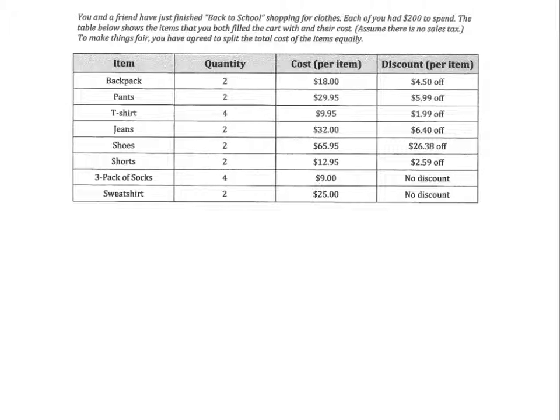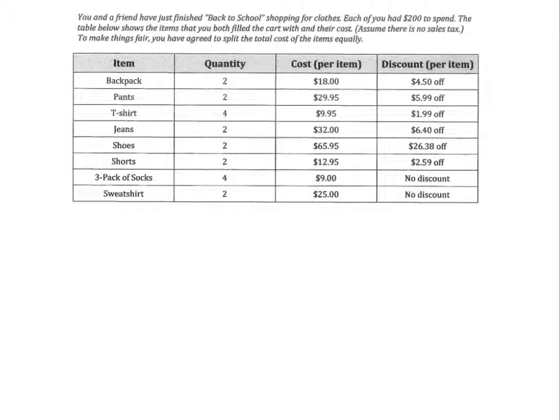So you and a friend had just finished back to school shopping for clothes. Each of you had $200 to spend. The table below shows the items that you both filled the cart with and their cost, no sales tax. To make things fair, you've agreed to split the total cost of the items equally.